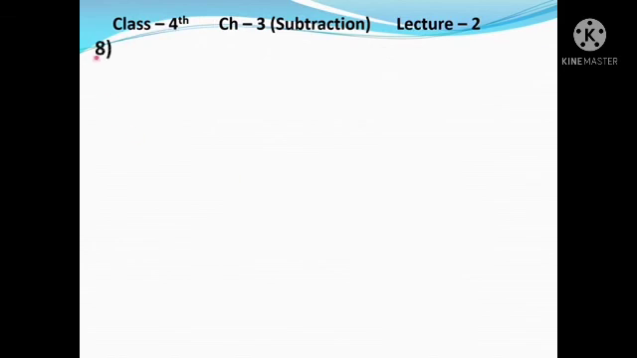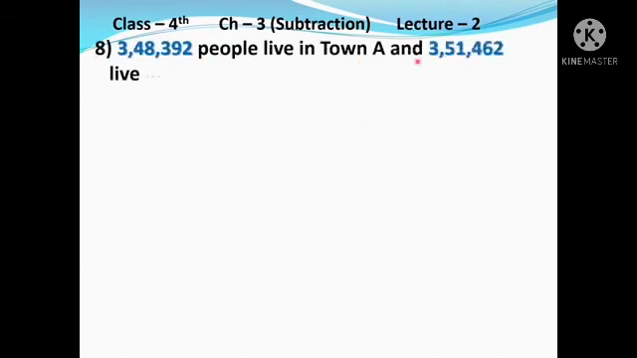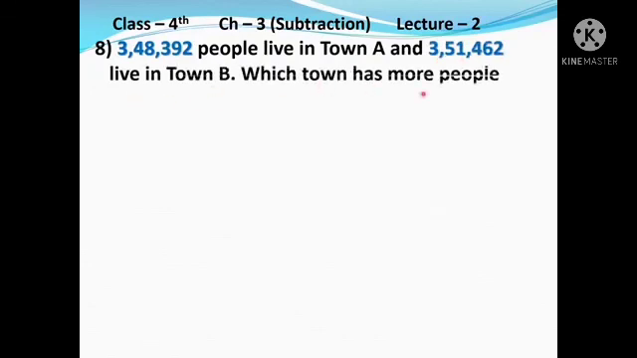Now, question 8. 3,48,392 people live in town A and 3,51,462 live in town B. Which town has more people and by how much? First we have to find which town has more people. It means we will compare the people living in town A and town B. And after that we have to find by how much.